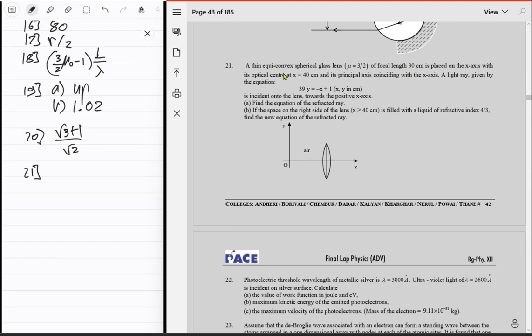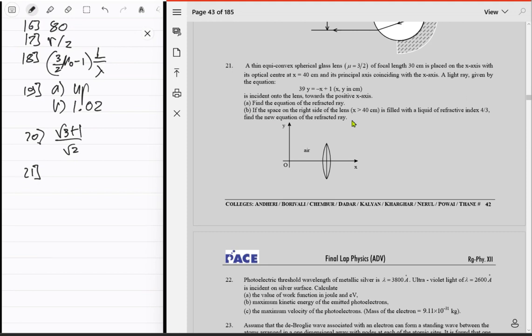A light ray given by the equation is incident on the lens towards the positive x-axis. So this is a light ray. Fine. Find the equation of the refracted ray. If the space on the right side of the lens is filled with liquid of refractive index 4.3, find the new equation of the refracted ray.